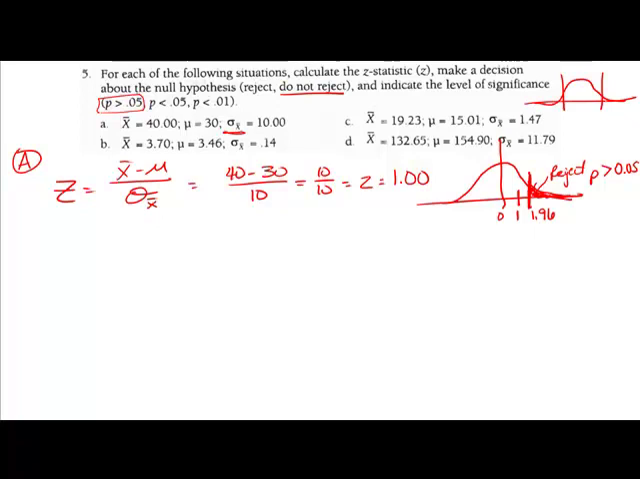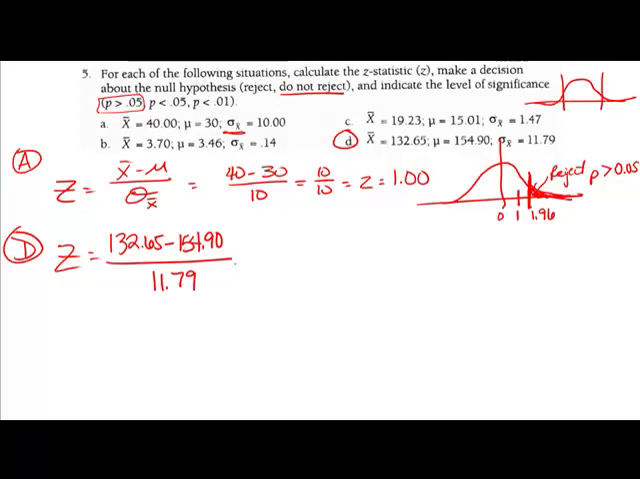Let's just skip to the hard one. Let's go ahead and do D. For D, again, we're given all the information to calculate Z. 132.65 minus 154.90. Might look scary, but so what? I mean, it's just a number. Just because there's decimal points shouldn't make it any harder. We're still typing into our calculators.